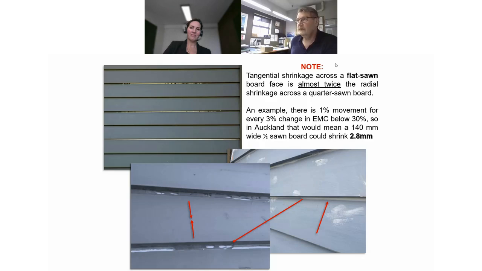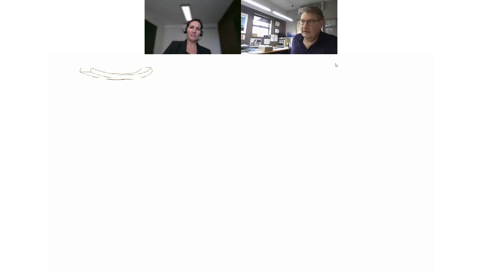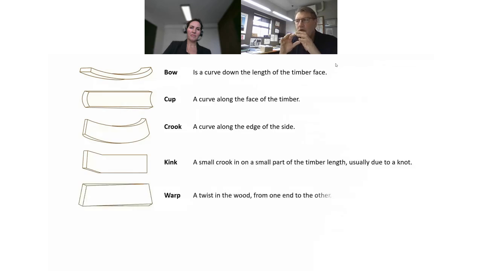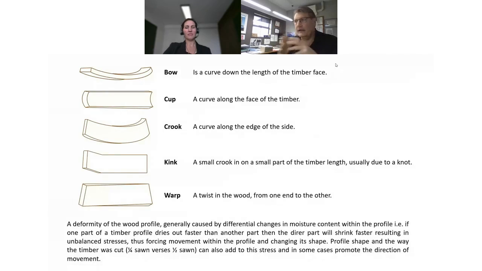They're meant to breathe. And I'm not going to bore you with this, but I just want to put it down to the bottom here. Timber can move. And it can move in all those different shapes that you're seeing on your screen: bows and cups and crooks and kinks and warps. And I don't like using the word deformity. I just call it change in the shape of wood, but let's argue it's generally caused by different changes in moisture content within the profile. So you can have the outer surface wetter and the inner surface drier on a weatherboard, and of course it's going to cup or move depending on that.